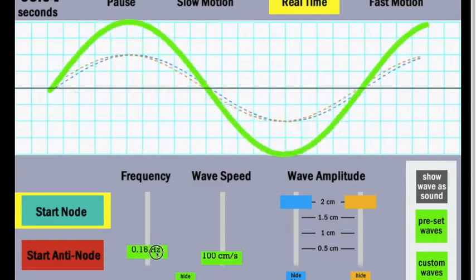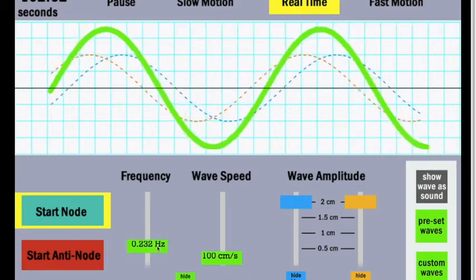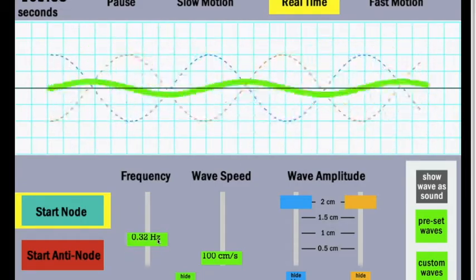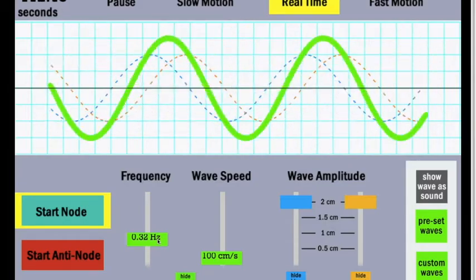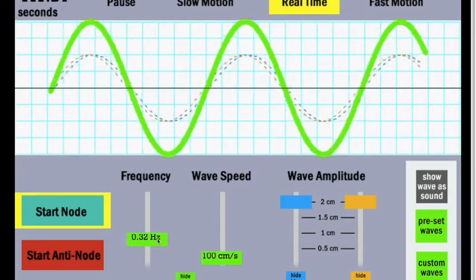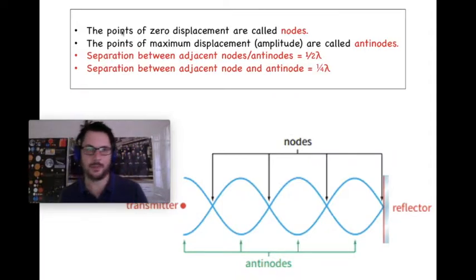If we try that at different frequencies, you can see what happens. It's quite interesting. You can see how we get a stationary wave forming from the superposition of the original two waves that have the same frequency, so they're coherent. When we get a stationary wave formed, the points of zero displacement are called nodes. The points of maximum displacement are called antinodes. The separation between adjacent nodes and antinodes is half a wavelength.